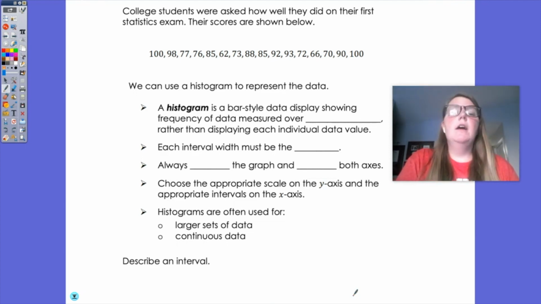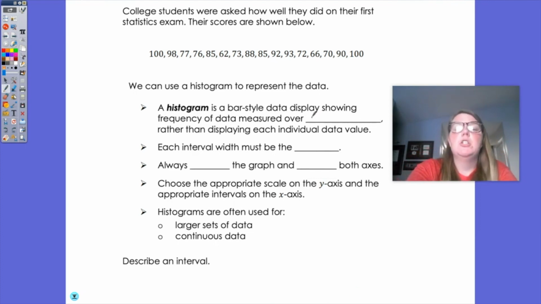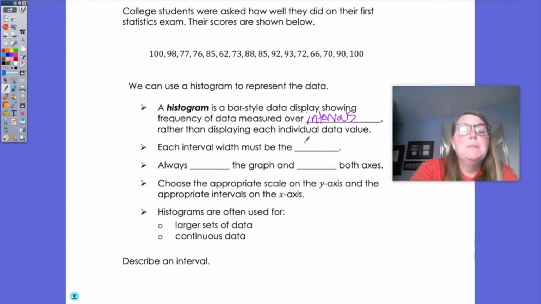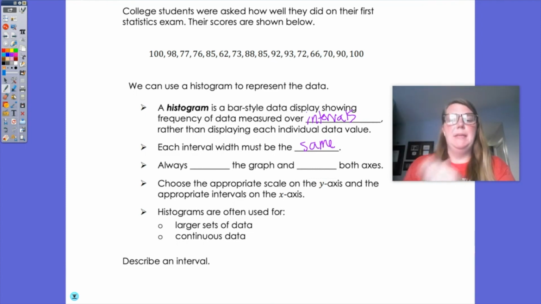A histogram is a bar style data display showing frequency of data measured over intervals, rather than showing each individual data value. Each interval width must be the same. I can't talk about from 5 to 10 and then 10 to 50. Those intervals have to be consistent.